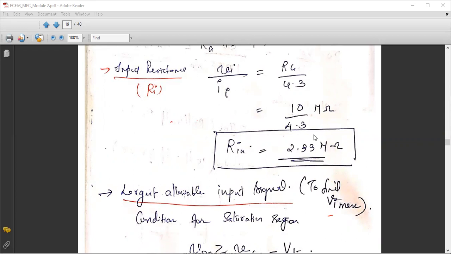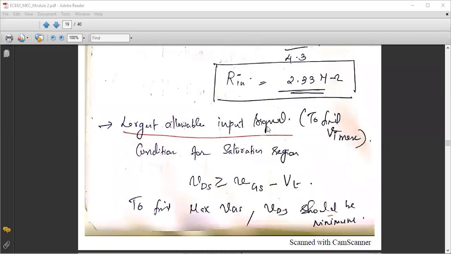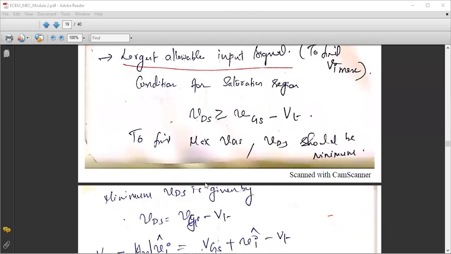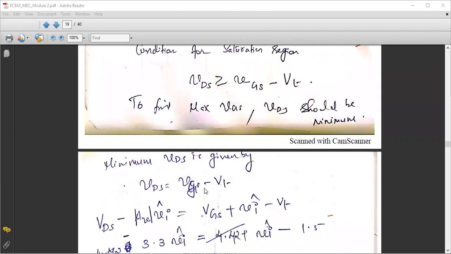So for that, we have to ensure a limit for your maximum input. We are not going to give input beyond the allowable range. So that we are going to find now. To find this, we will write the condition, that is, VDS greater than or equal to VGS minus VT. So maximum input means you will be getting the minimum output. So the minimum condition to be ensured is VGS minus VT. So we will go with this minimum output.